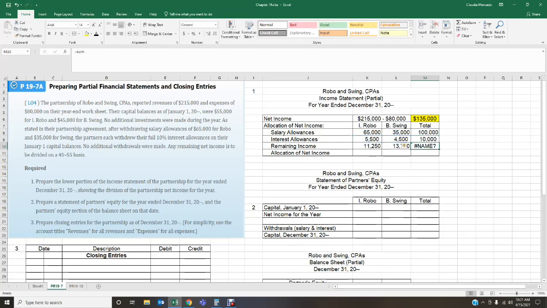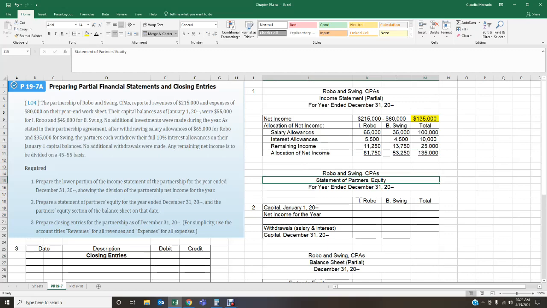Okay, I'm going to add those two together. Here we go. So now I can add each of my columns. Okay, I want to know how much Robo took home. Robo took home $81,750. Swing took home $53,250, and the total distributed was $135,000, which is the amount of net income that needed to be distributed.